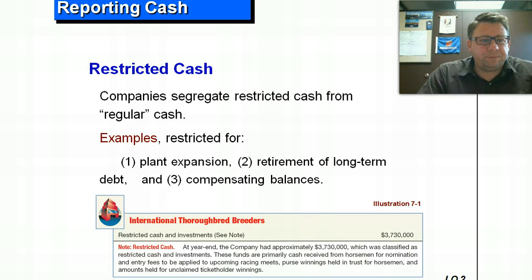Restricted cash. Companies segregate restricted cash from their regular cash. What makes cash restricted? There could be reasons why companies couldn't theoretically spend all the cash they had. There might be compensating balances required for lending agreements. They may have a fund set up to retire long-term debt. They may have a fund set aside for plant expansion. You can see all of those examples there. So when we do that, we report that separately.